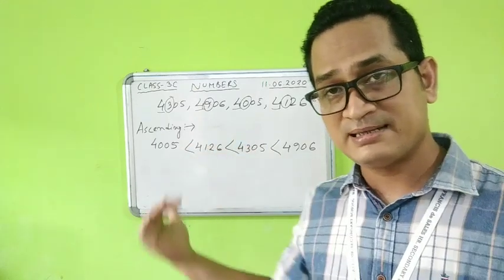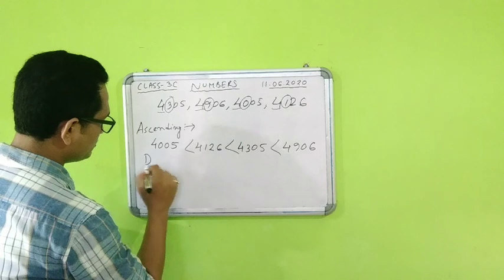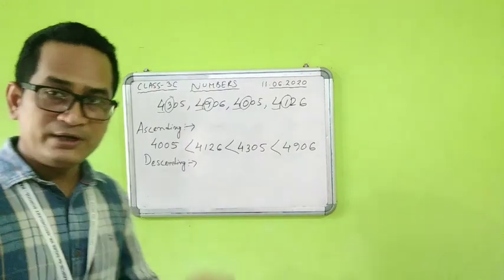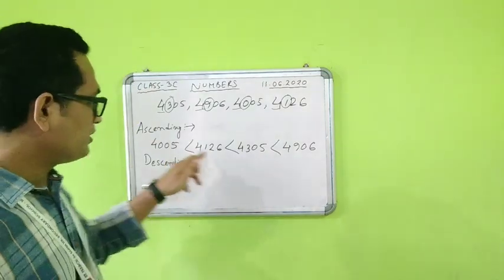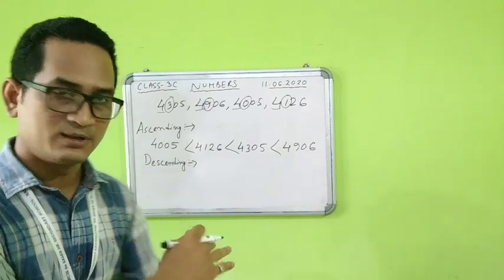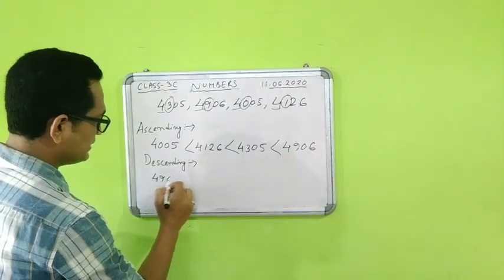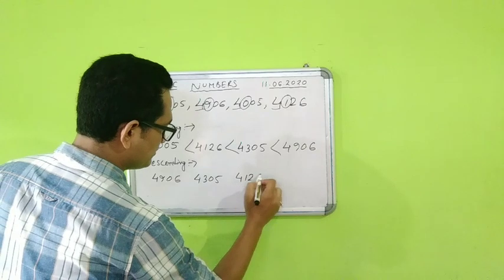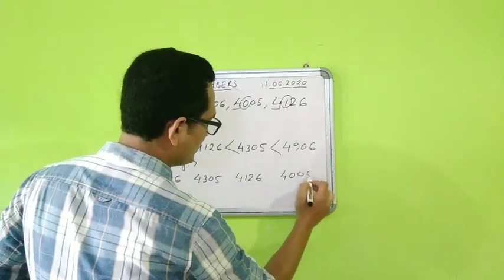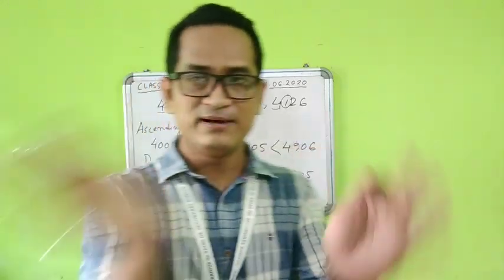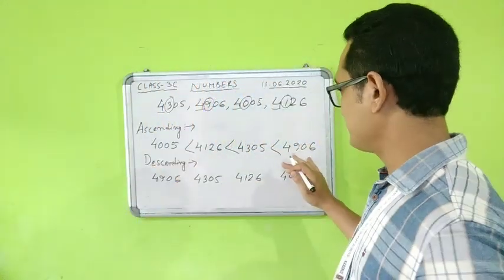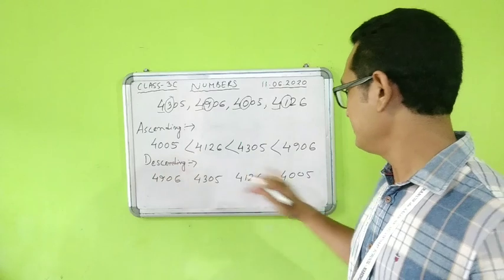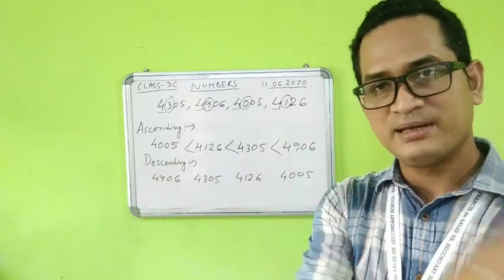Now students, if I have to arrange them in descending order, what will I do? I will simply do the opposite. Now descending, we need not make the descending order separately. If we have already arranged them in ascending, just reverse the order. That means 4906 will come first, 4305 after that, then 4126, and finally 4005 will go to the last. That means I have just flipped it. Left to right it was there, now I am writing right to left. So this number comes first, then this, and finally the left-hand side one comes to the right-hand side. Just simply reverse the order.